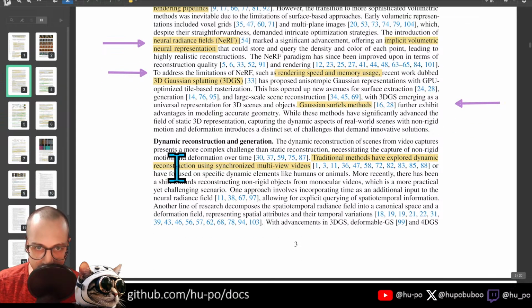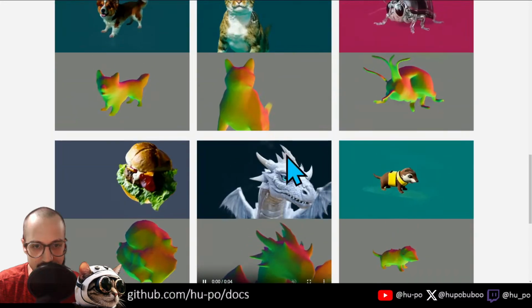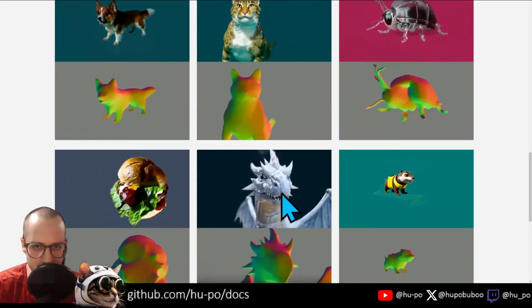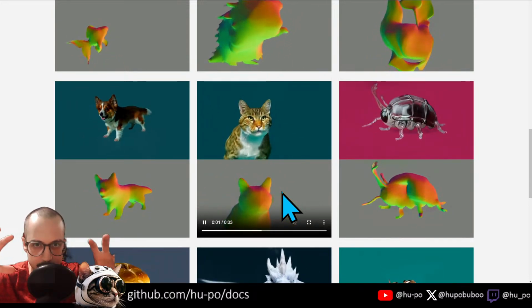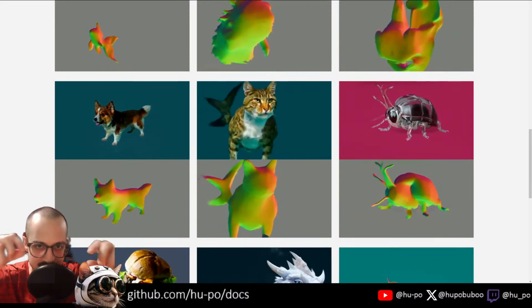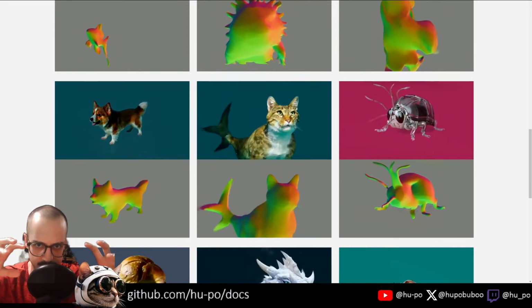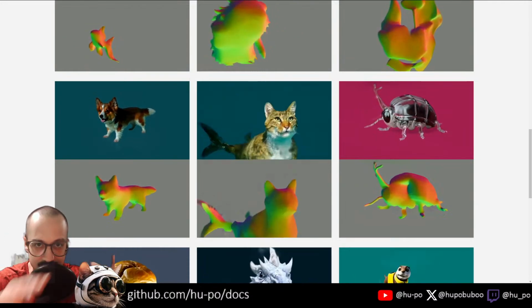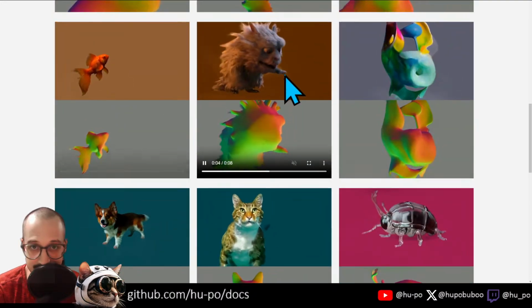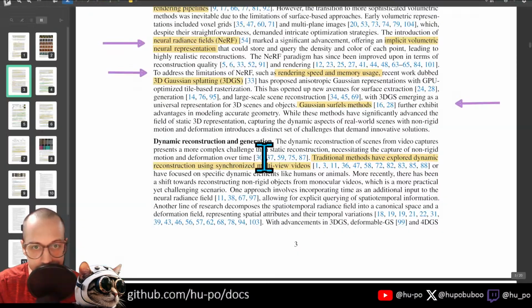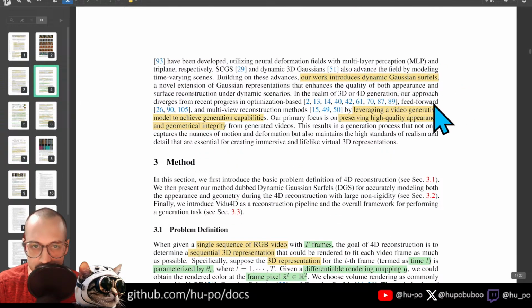Traditional methods have explored dynamic reconstruction using synchronized multi-view videos. So traditionally, whenever you want to do 4-dimensional reconstruction, aka generate something that's 3D but in time, you usually need multiple views, right? You have the same scene being filmed from multiple camera angles, and then you can just use basic key point matching and triangles, camera geometry to get 3D information from that. But in this paper, they're only going to have a single view, right? Monocular is just the single view, the generated video. Our work introduces dynamic Gaussian surfels, leveraging video generative models to achieve generation capabilities, preserving high-quality appearance and geometrical integrity.